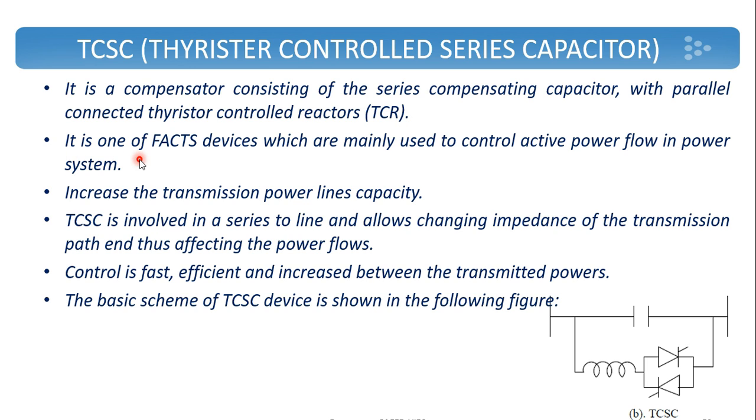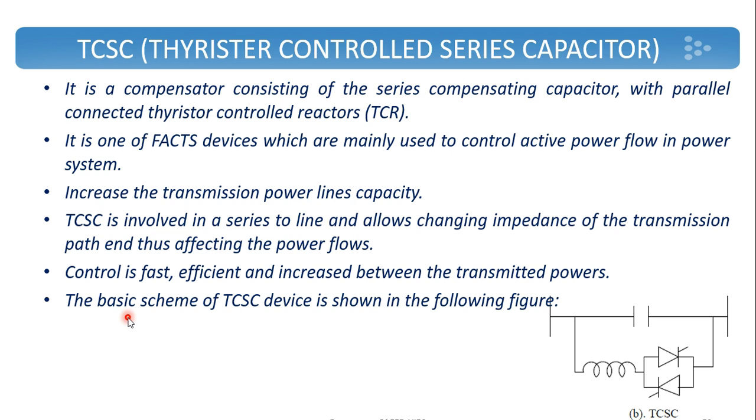It is one of the FACTS devices which are mainly used for control of active power flow in the system and increase in transmission power line capability. TCSC is connected in series to the line and allows changing the impedance of the transmission path, thus affecting the power flows. Mainly, it changes the reactive impedance of the system by changing the value of capacitance and inductance. The control is fast and efficient, and increases the transmitted power.